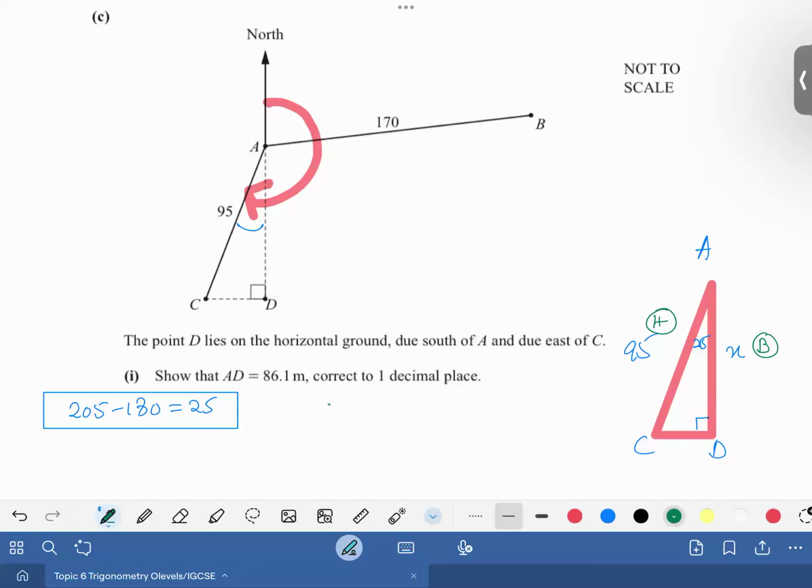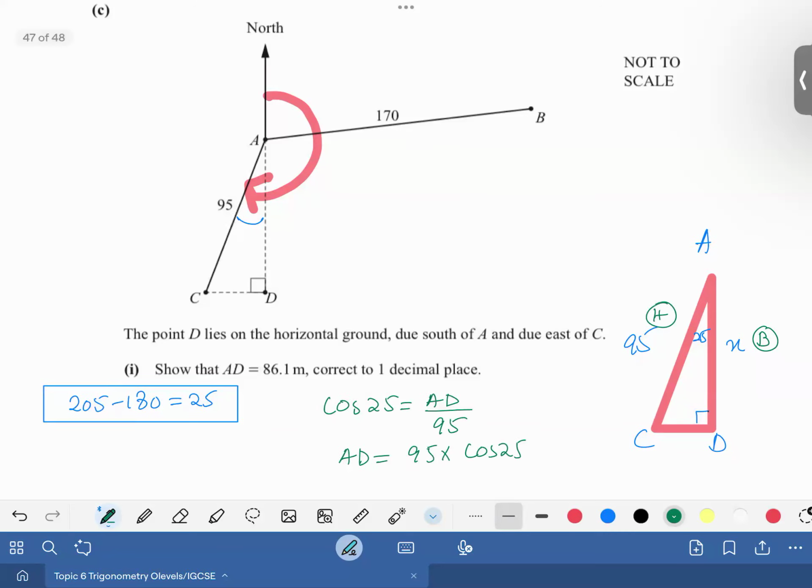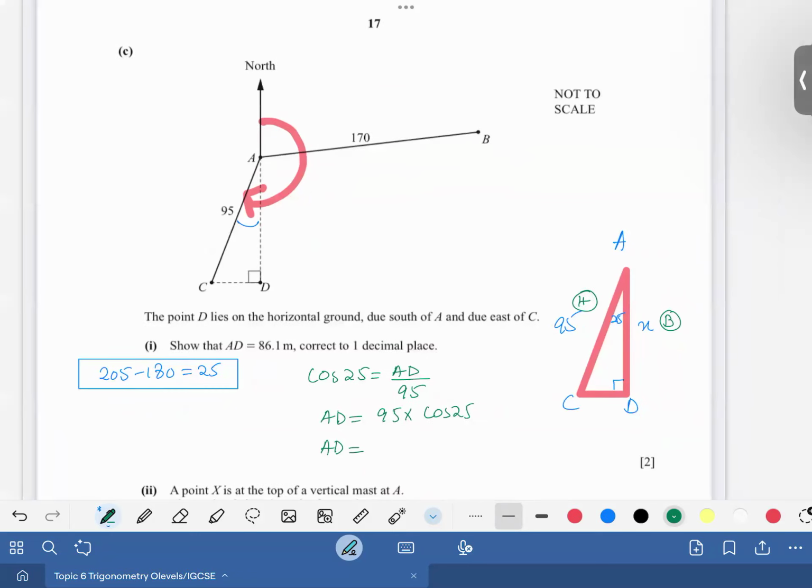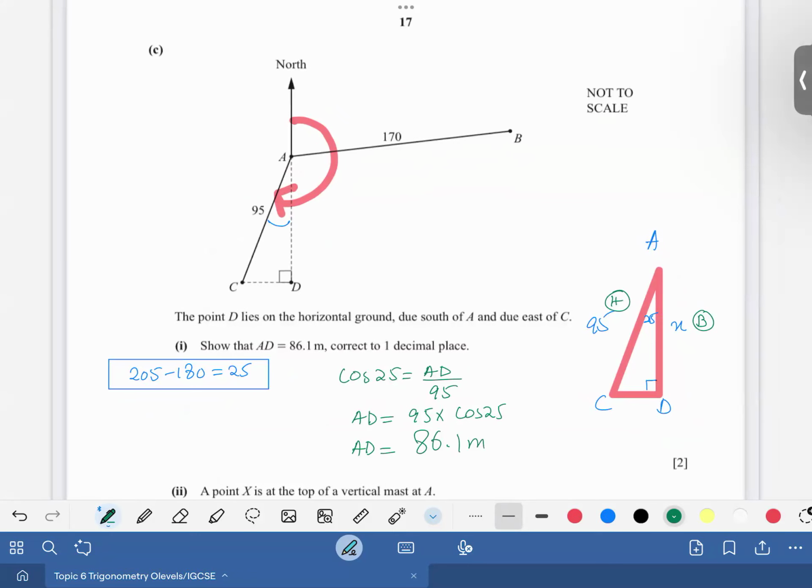Now beside the angle is the base, and this is the hypotenuse. So cos theta will work. Cos 25 is equal to base AD over the hypotenuse, which is 95. So AD is equal to 95 times cos 25. So 95 times cos 25 is 86.1. Yes sir, 86.1 meters.